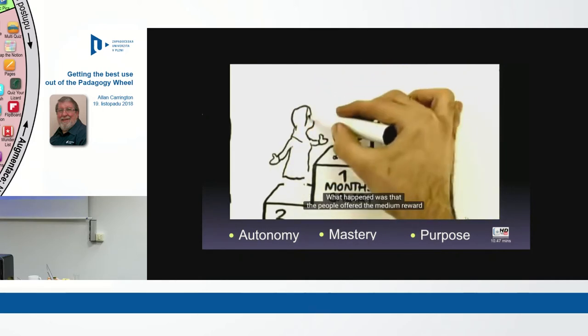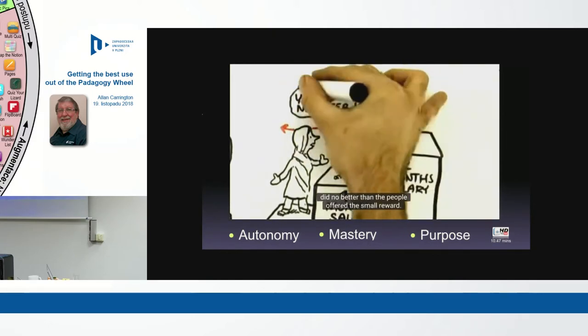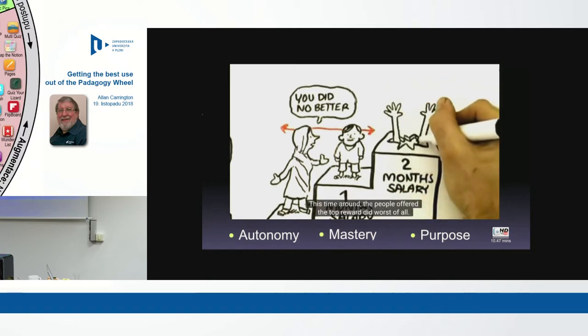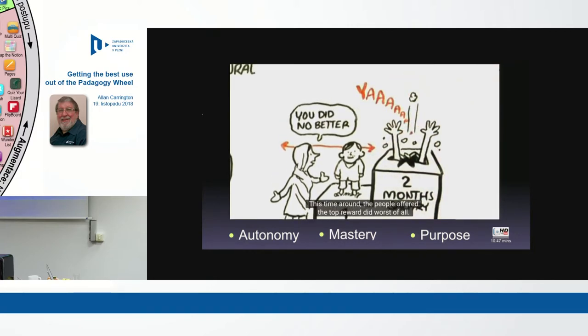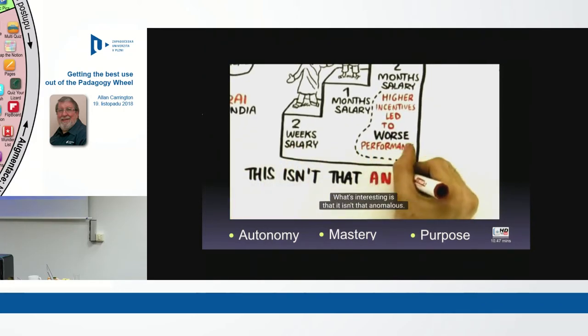Well, what happened, though, was that the people offered the medium reward did no better than the people offered the small reward. But this time around, the people offered the top reward, they did worst of all. Higher incentives led to worse performance. What's interesting about this is that it actually isn't all that anomalous.